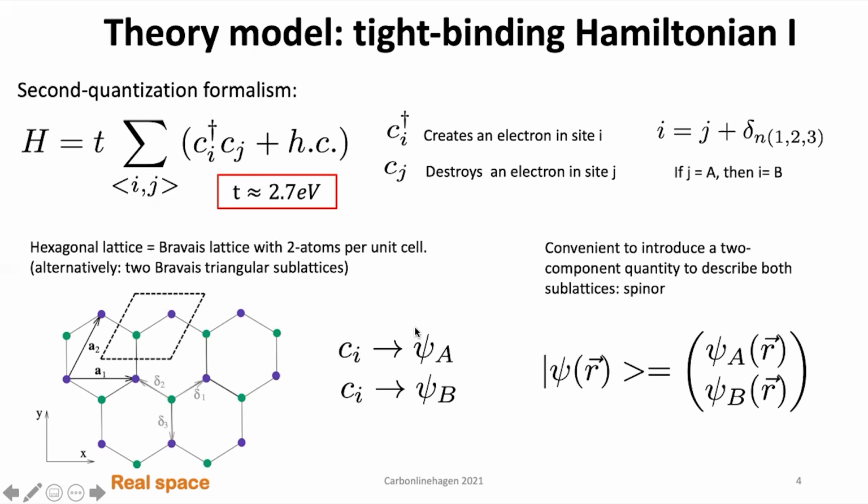That means c_i can be representing electrons in p_z orbitals living in sublattice A, or electrons in p_z orbitals living in sublattice B. So we need to keep track all the time of these two objects to describe the dynamics of electrons in graphene. And that's why it is convenient to introduce a 2-component quantity that keeps track of this counting automatically for us. That's how the spinor is introduced as a 2-component object, like a vector, in which each component represents wave functions of electrons living in each type of atom.